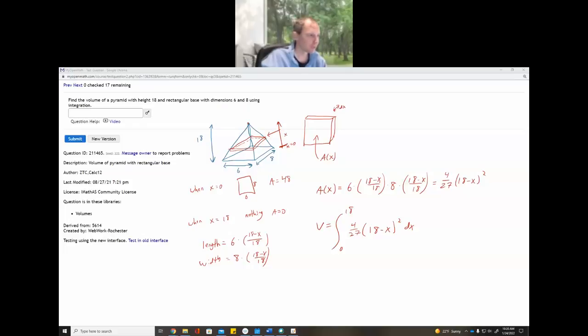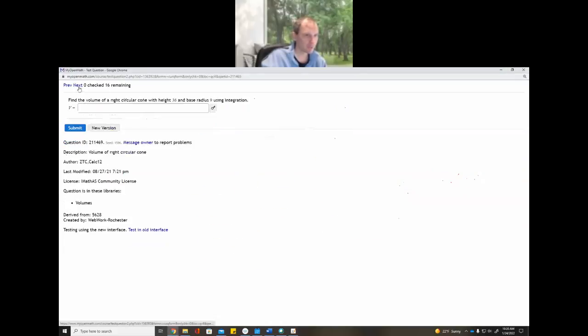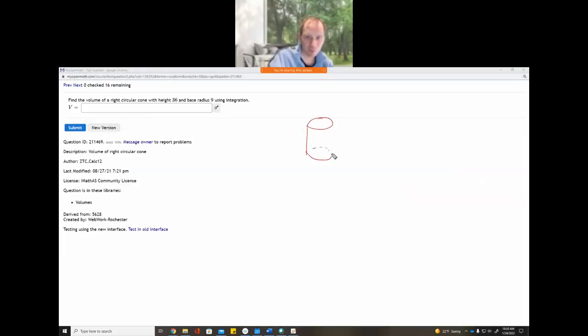So if I look at the next one: find the volume of a right circular cone with height 36 and base radius 9 using integration. I'll set this one up a little bit faster. Again, we know the volume of a cylinder, and you could just compute that right away. But if I think of saying, all right, what would one arbitrary slice of this thing look like?